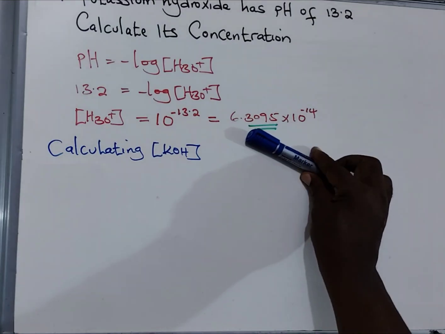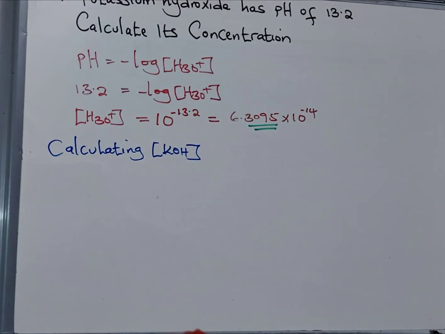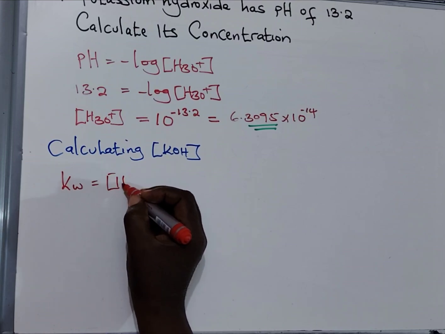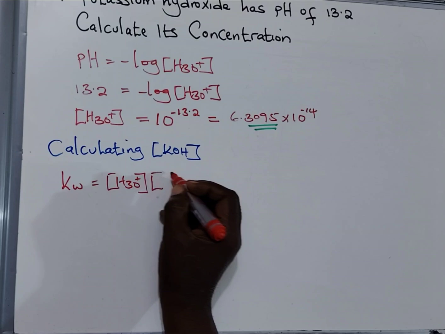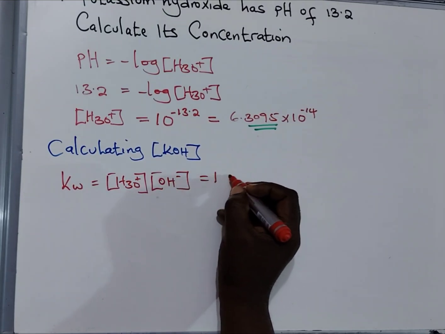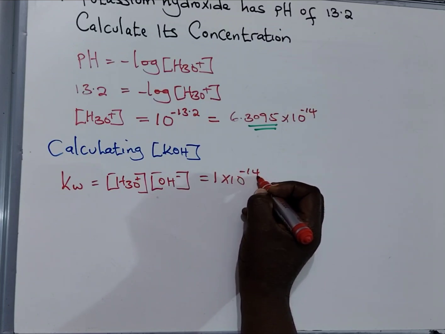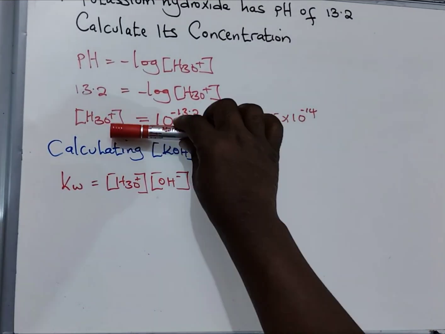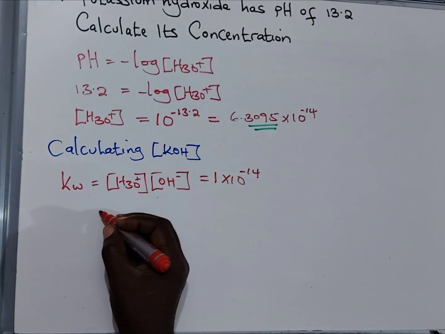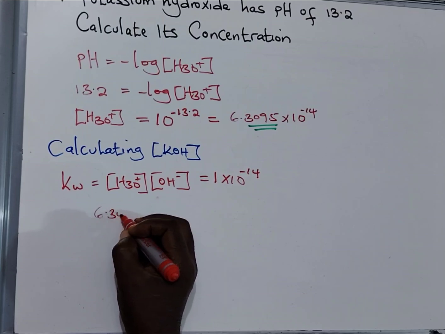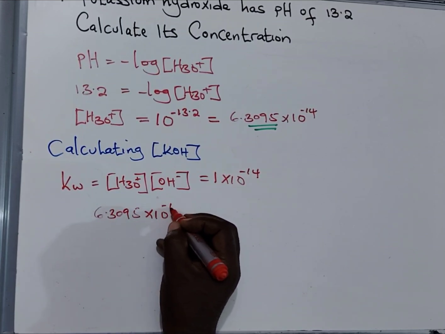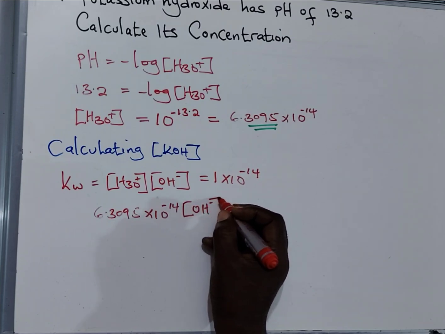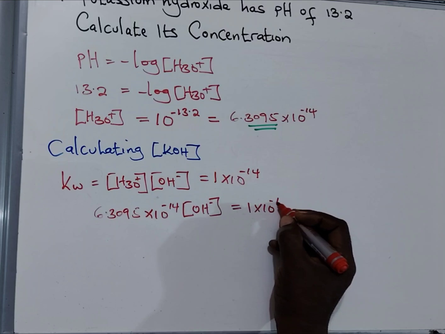The link between hydronium ion and potassium hydroxide is through the water dissociation constant. We know that Kw is equal to hydronium ion concentration times hydroxide ion concentration, which is equal to 1 times 10 power minus 14. So we substitute for the hydronium ion concentration, 6.3095 times 10 power minus 14, into this, which is equal to 1 times 10 power minus 14.